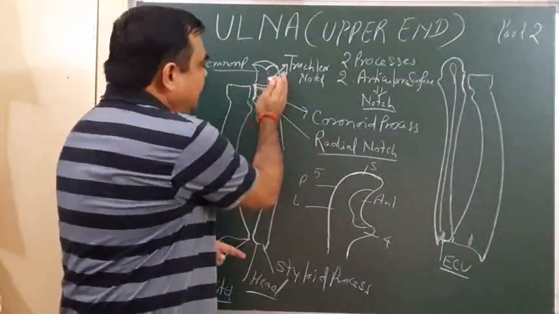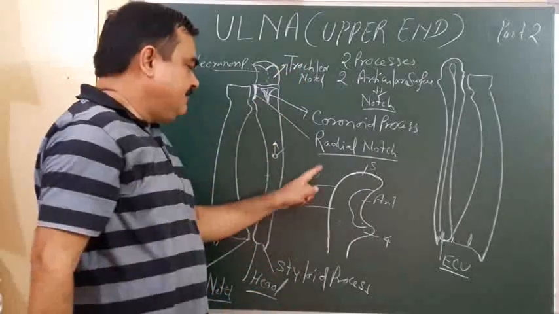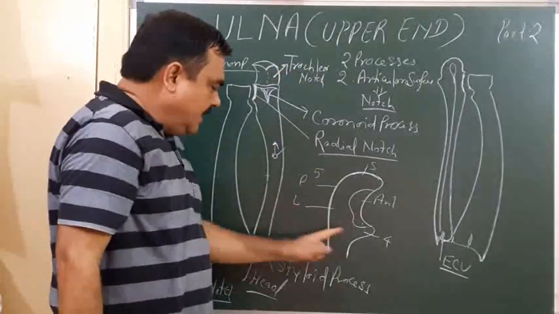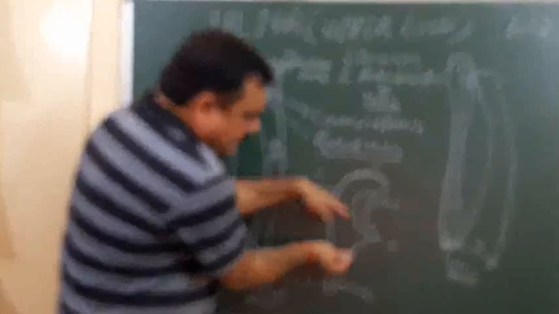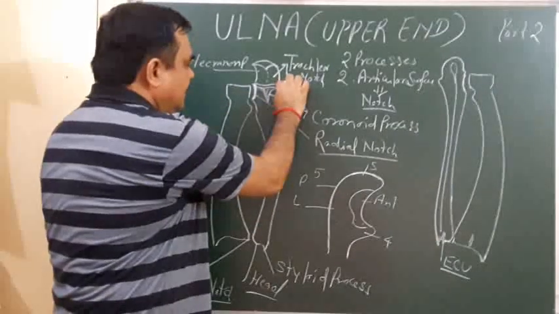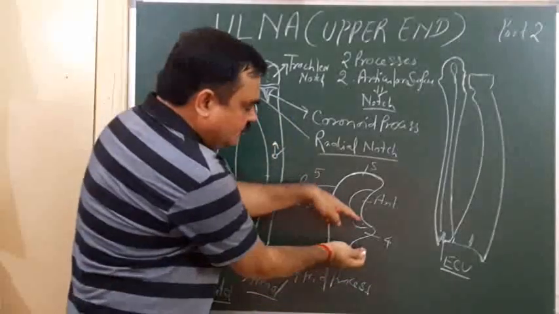And medially there is the medial surface. So it has five surfaces, and this part from here to here is the coronoid process. This process is the coronoid process.